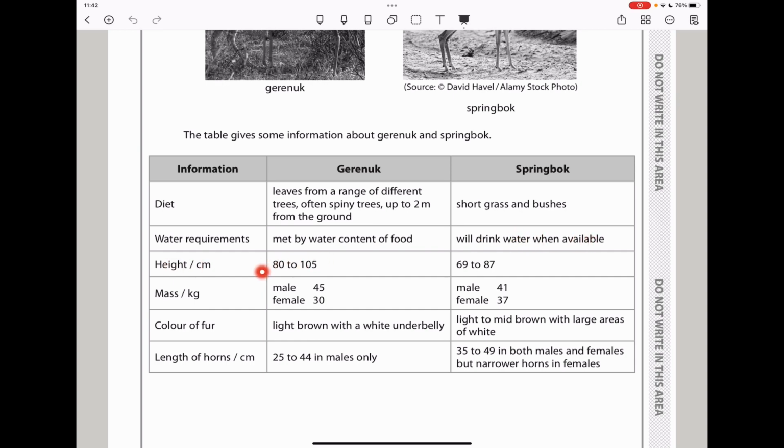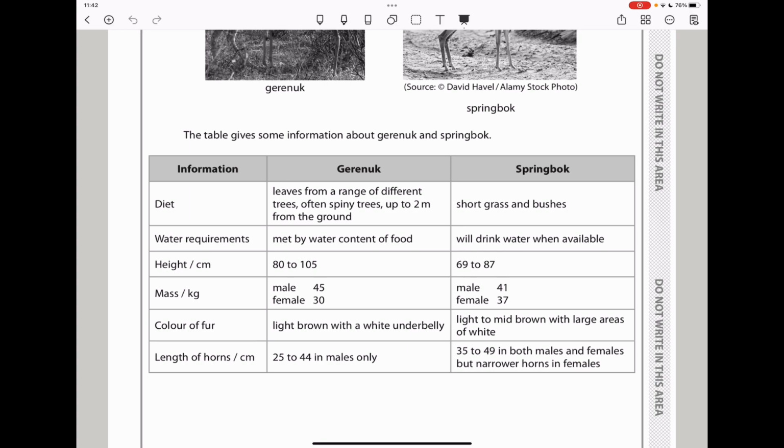The height, we can see these are taller in comparison to those. The mass, of course, there is some variation depending on this and that. So between the females and the males, we can see there is a difference in mass. Color of the fur, there is light brown with white underbelly. Here they have light to mid brown with large areas of white. So that's also significant. And then the length of horns, we can see these horns here a little bit shorter in comparison to those horns.